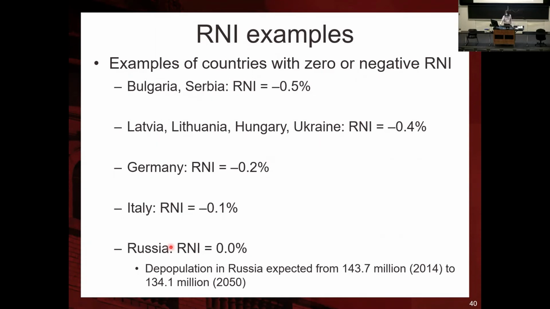The other countries, other examples of countries with zero or negative rate of natural increase. You see here a lot of them, Eastern European countries, but also Germany and Italy, Bulgaria, Serbia, minus 0.5%, Latvia, Lithuania, Hungary, Ukraine, minus 0.4%, Germany, Italy also negative, and Russia, 0. And depopulation in Russia is expected from 143 million, based on data from 2014, to 134 million in 2050.